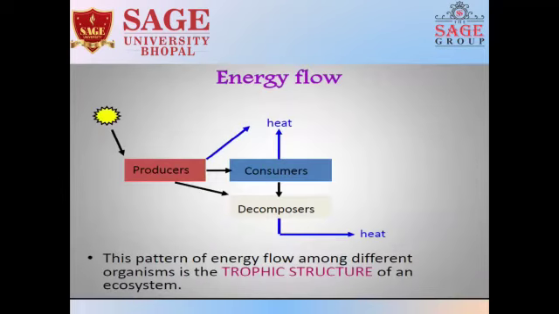Energy flow. The sun is the primary source of energy. From the sun, producers take energy, and then consumers take energy from producers. From consumers, energy flows in two directions. One is directly converted into heat and another is from decomposers, which convert it into heat. This pattern of energy flow among different organisms is the trophic structure of the ecosystem.